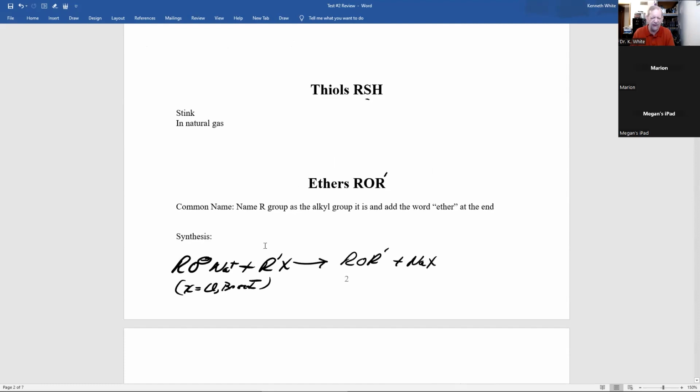Now, next I talked about ethers. Ethers is an oxygen with two R groups. And I only asked you to learn the common name. Name each R group as an alkyl group, then add the word ether at the end.